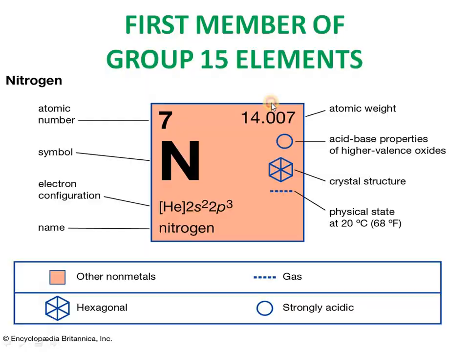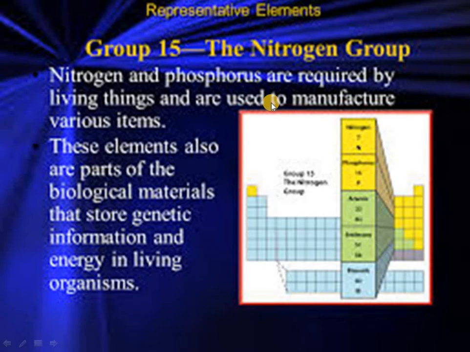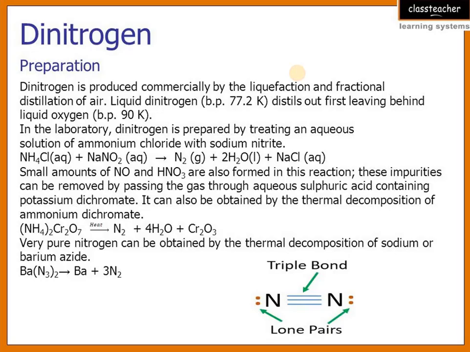Next is in regard to the nitrogen family. It is the first member. If you see nitrogen, phosphorus, arsenic, antimony, bismuth. Nitrogen and phosphorus are required by living things and are used to manufacture various items. Biological materials like DNA, RNA, the important component, nitrogen is one of the components in that. Deoxyribonucleic acid. So nucleic acid is composed of nitrogen and phosphorus.